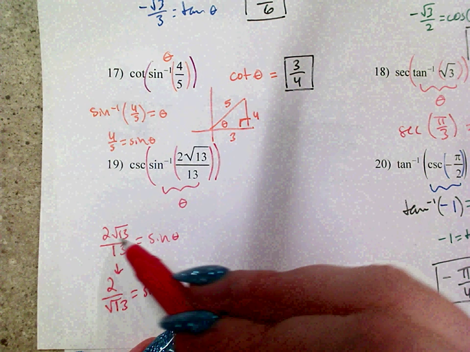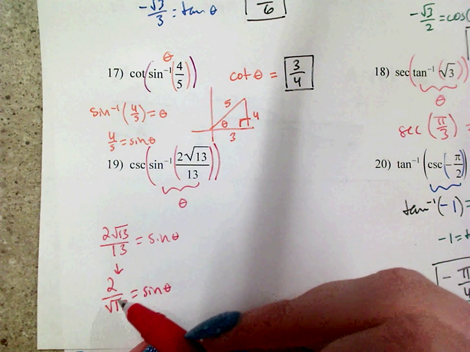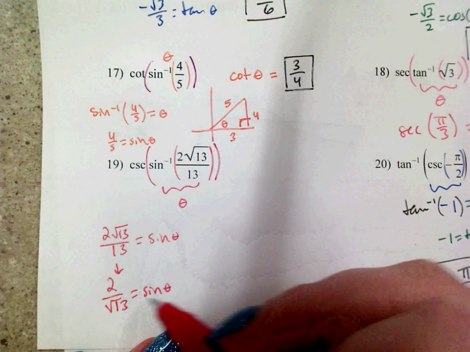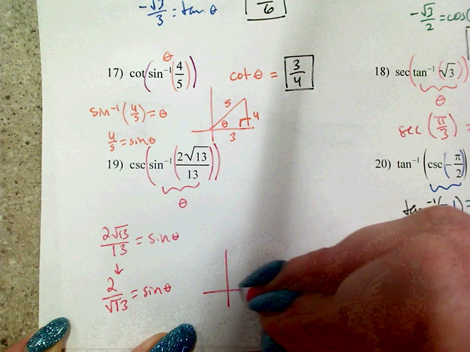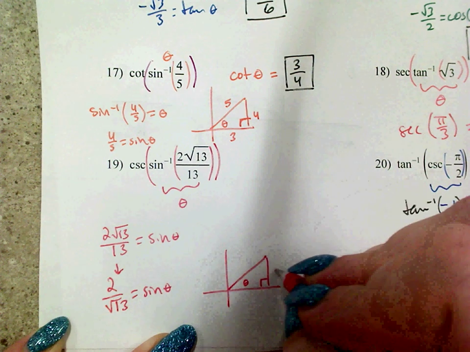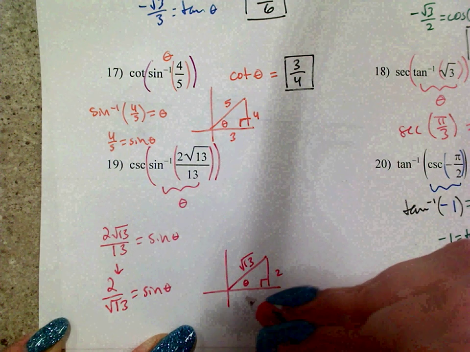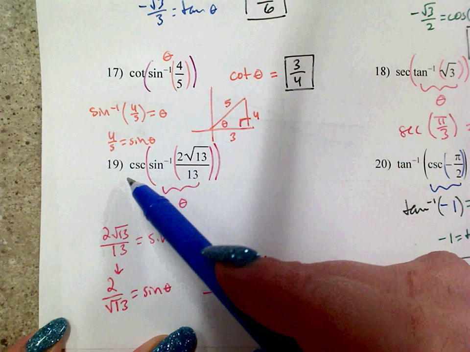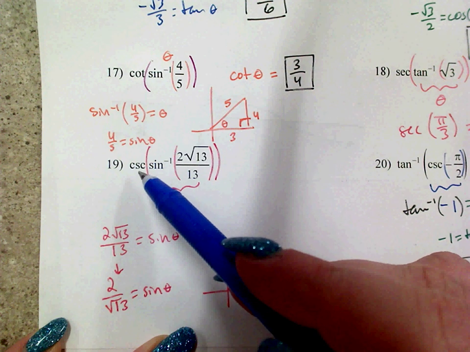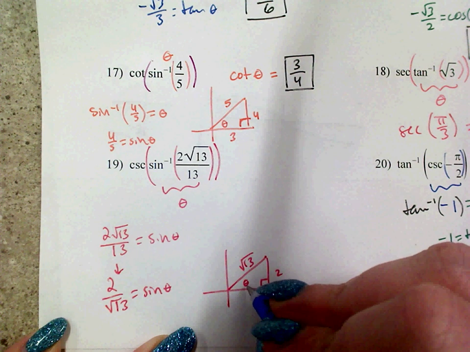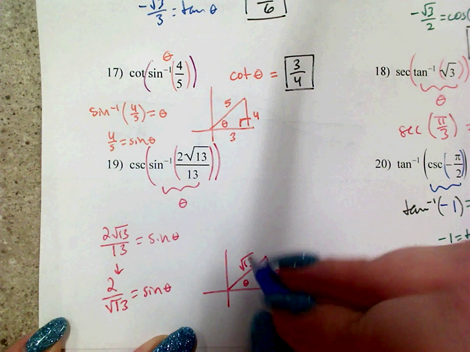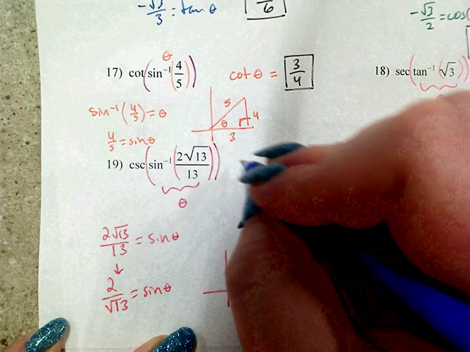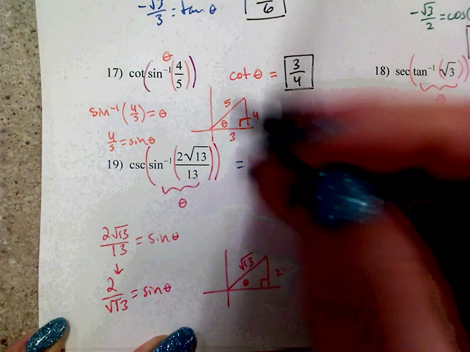So what I know is that all of this equals theta, for which sine of theta equals 2 over the square root of 13. So I'm going to draw a right triangle. Sine is opposite over hypotenuse. And then I need to find the adjacent, potentially. Or do I? Because it says find cosecant. So cosecant of the angle is the reciprocal of sine. So if sine is 2 over the square root of 13, that means cosecant is square root of 13 over 2. And so there we go.